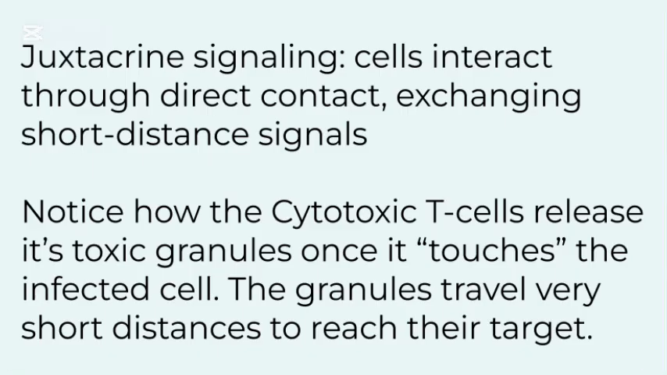Juxtacrine signaling is when cells interact through direct contact, exchanging short-distance signals. Notice how the cytotoxic T cell releases its toxic granules once it touches the infected cell. The granules travel very short distances to reach their target.